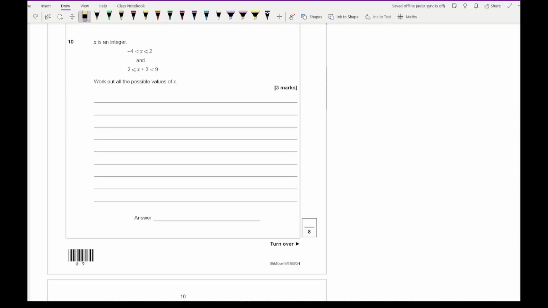So looking at question 10, it says that x is an integer, so in other words a whole number, and we've got our two inequalities. Now for this, what we need to do is establish what are the possible values of x, and then the answer is going to be the numbers that appear in both sets. So for here, if we've got minus 4 less than x less than or equal to 2, the possible values that x can equal here are going to be minus 3, minus 2, minus 1, 0, 1 and 2.